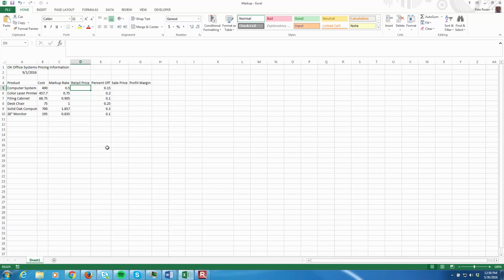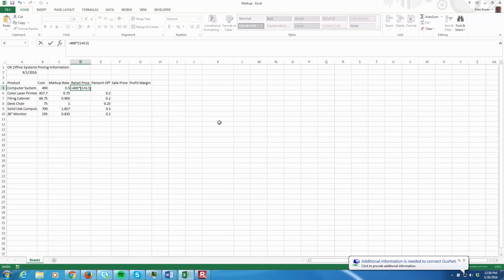So we are the OK Office Systems business. We sell computer equipment and office furniture, and of course we're looking to make a profit like any business. Right now our products cost us a certain amount of money to produce, which is in column B, but we have to make a profit, so we have a markup rate which is going to lead to a retail price that's higher than the cost so that we make a profit. The formula for this particular cell, which now I'm in D5, will be cell B5 times 1 plus whatever's in C5, which is 0.5 in this case.